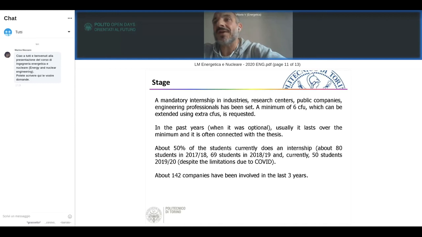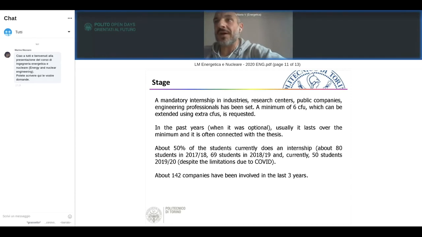In the past, it was an optional subject for the students, while now we decided to set it as mandatory. And generally speaking, the students like to extend it, to gain extra credits, and have a wider experience in contact with the work world. And it's possible to connect it with the thesis also, so to use it to develop the final thesis.